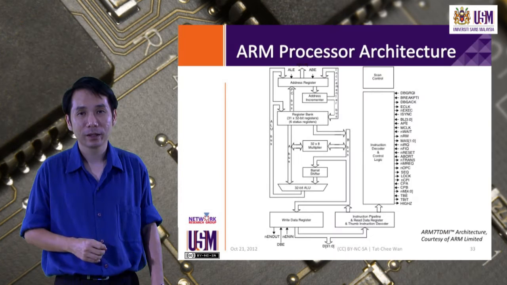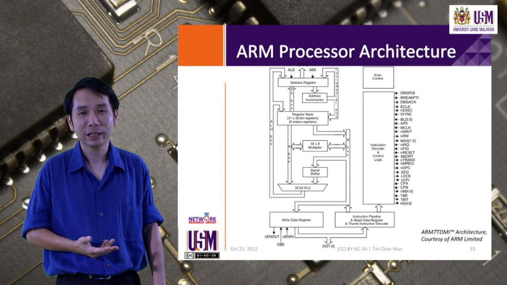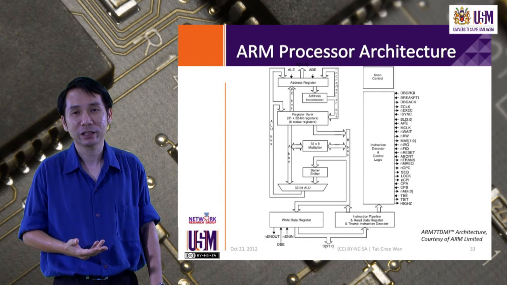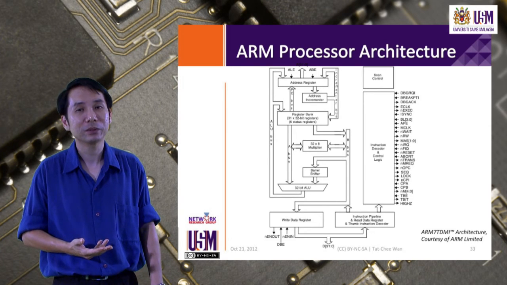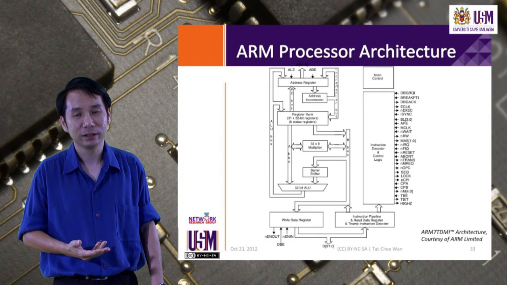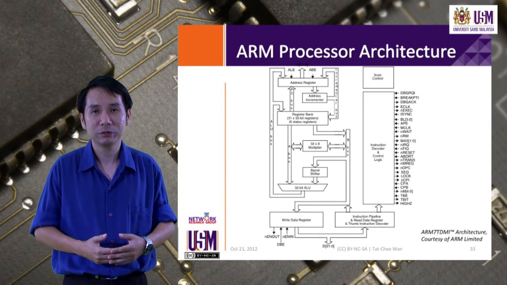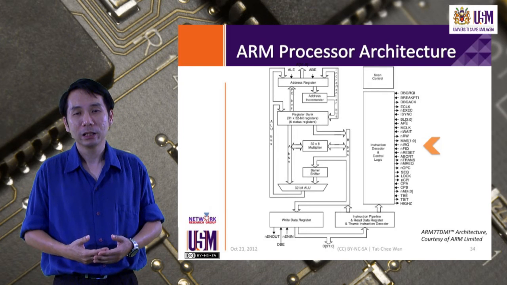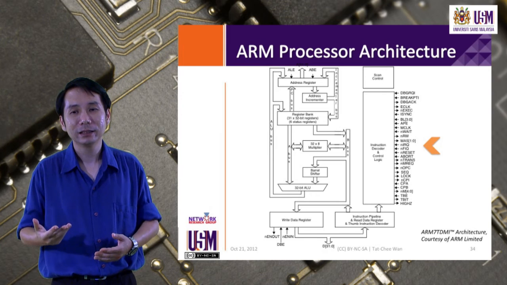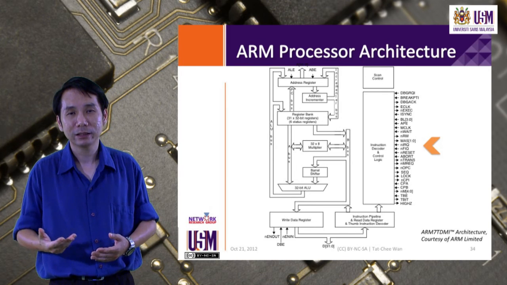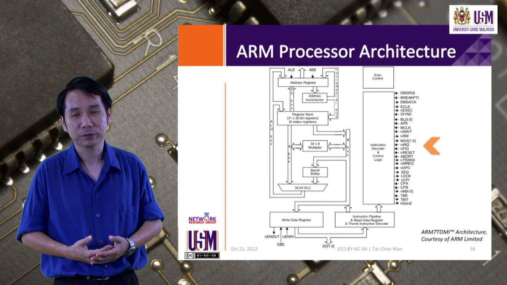We can see similar features to our basic architecture diagram in the ARM processor architecture diagram here. This is the processor architecture diagram for the ARM7 TDMI processor, which is found in the Atmel microcontroller that we are interested in. On the right side, we have the I/O and other signals that are interfacing the controller to the external memory and peripherals.